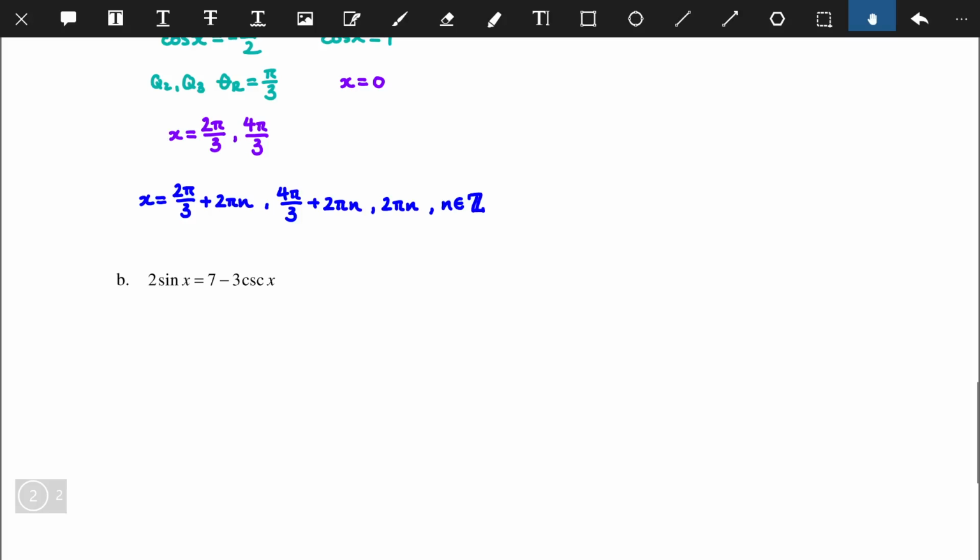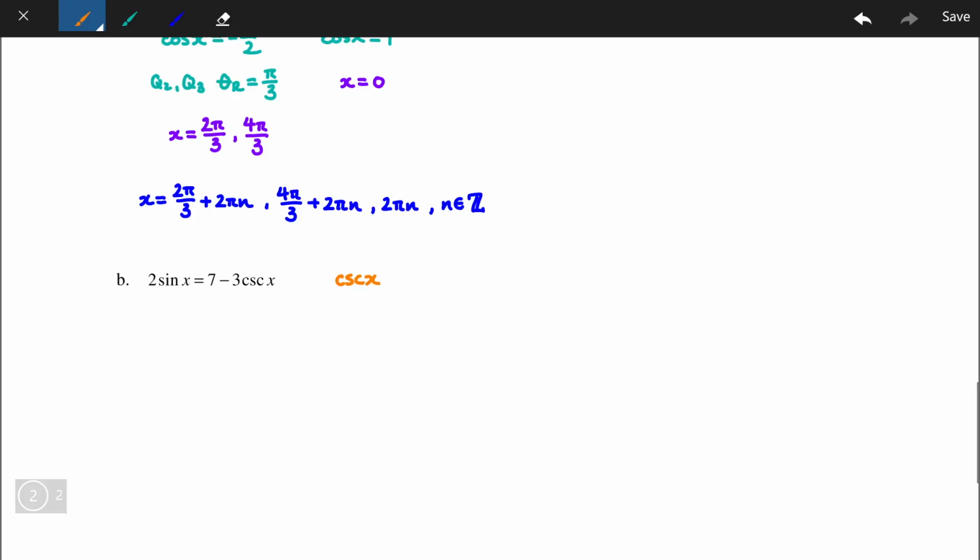And we're going to use the same thing, and that is multiply both sides by sine x. But before that, we have to take care of the restrictions, because we have cosecant x, which is, of course, equal to 1 over sine x. That means sine x cannot be equal to 0 in this question, which means that x cannot be equal to integer multiples of pi, or pi n, where n is once again an integer.